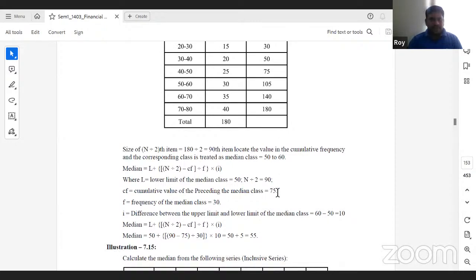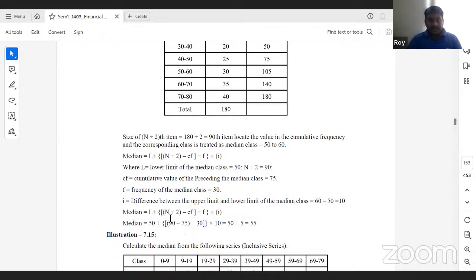Right. See, 75 is just the CF value we are taking. Cumulative value of the preceding the median class we are taking. Like 105 we got. We will use 50 as the lower limit. We will use 60 as the higher limit. 30 is the frequency. 105 is the cumulative frequency. Only in the CF we will take the previous value, that is 75.